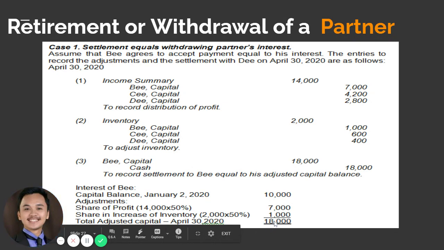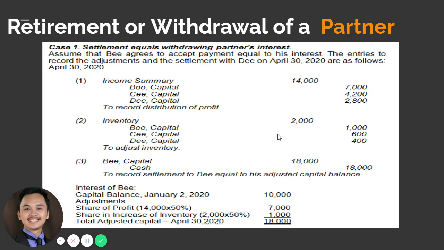So in this case, again, before we give the 18,000, we first recognize the income. So debit income summary for 14,000 and then distribute it to the partners using their profit and loss ratio. And then also recognize the valuation of inventory of 2,000, and credit it to the respective capital accounts of the partners. And lastly, we pay B by debiting B capital and then crediting cash for 18,000.